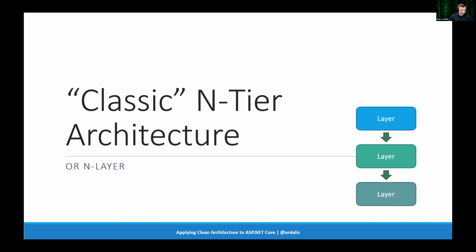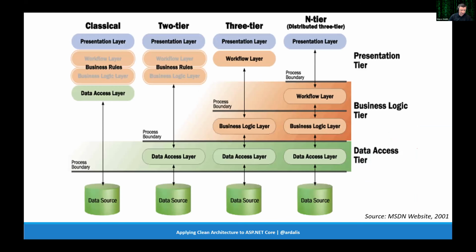Okay, so let's talk about a couple of different ways we can split things up. The first one is this classic n-tier architecture. And this is what most developers from, let's say, 10 to 20 years ago were learning about and were doing as the best practice of the time. And I can tell you that because this was Microsoft's best practices from their website from 2001.